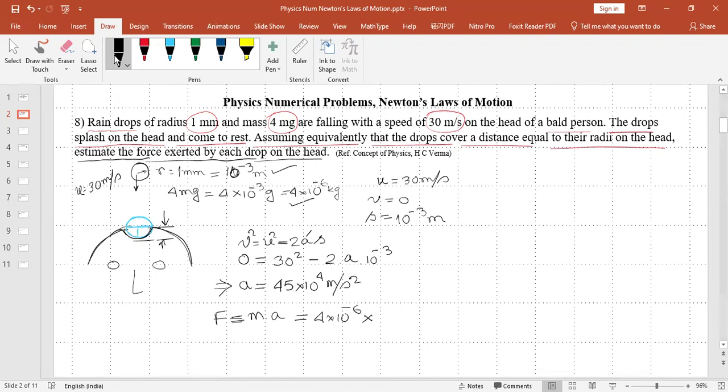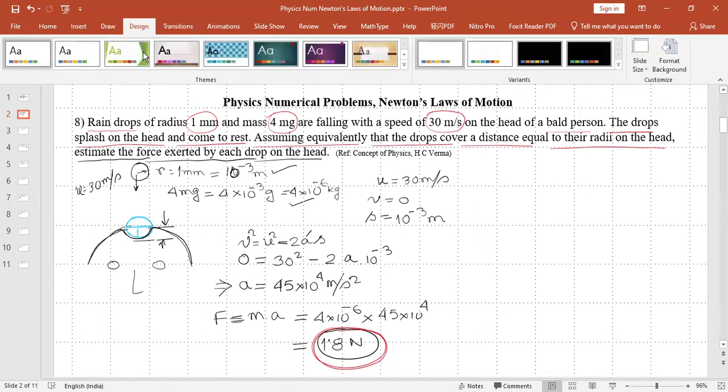multiplied by 45 into 10 to the 4. Once again, you calculate this, this will be 1.8 Newton. So the force applied by the raindrop on the belt head is 1.8 Newton.